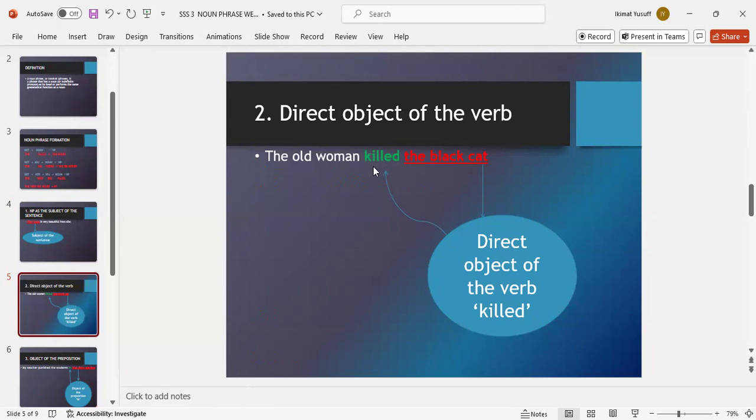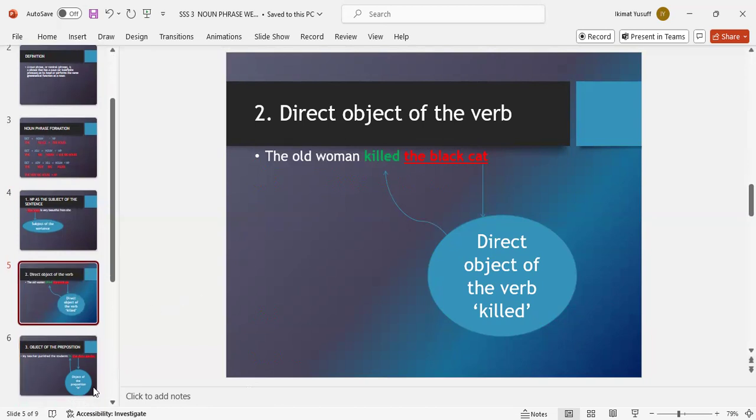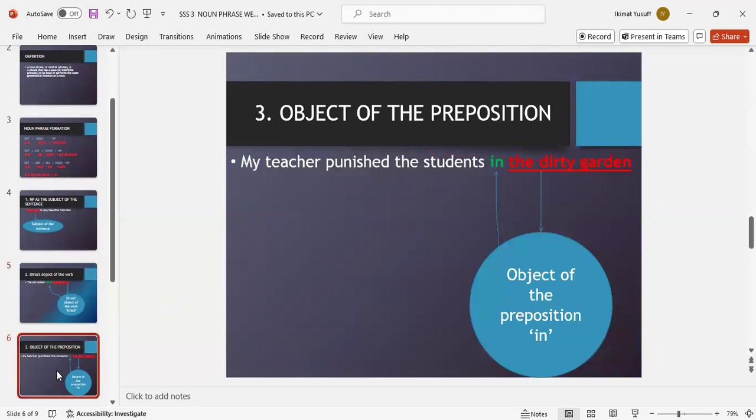You would see killed here and then the black cat here. So it is coming directly after the verb killed, which makes it the direct object of the verb. Now let's move on to the next function, which is the object of the preposition.